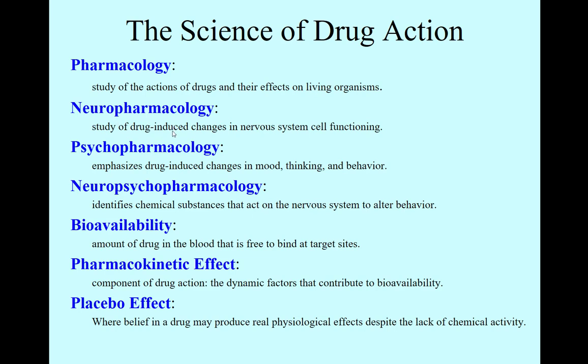So neuropharmacology is a study of how drugs affect the nervous system. Okay, for instance, how does caffeine make you jittery? It's directly affecting your body and the nervous system. Psychopharmacology is how drugs affect your behavior. And usually when we talk about behavior, we include mood, thoughts, and overall behavior. So there's the drug part, there's the behavior part, psychopharmacology.